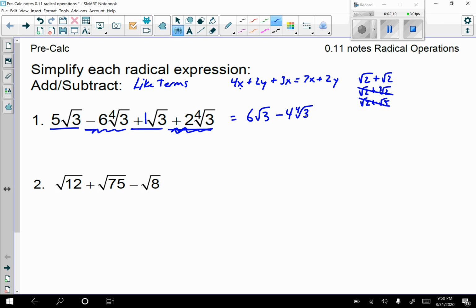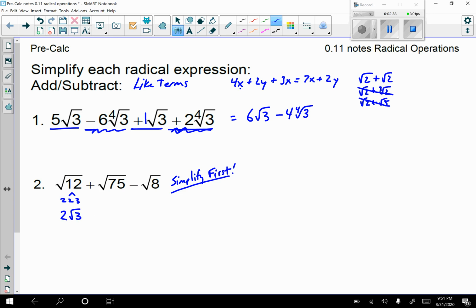All right, number 2, what we have to remember is even though these are different, doesn't mean we can't add them together. Always simplify first. So everything has to be simplified. 12, we got 4 times 3. 4 is 2 times 2, so 2 times 2 times 3. That is 2 root 3.